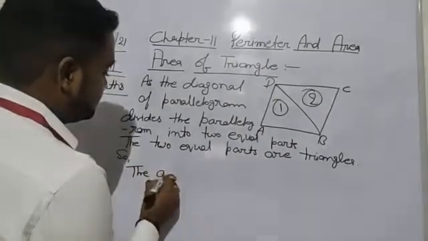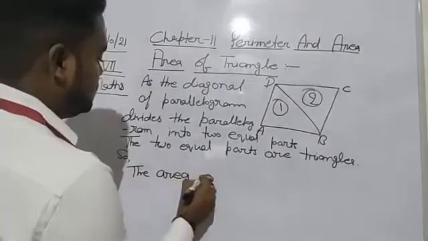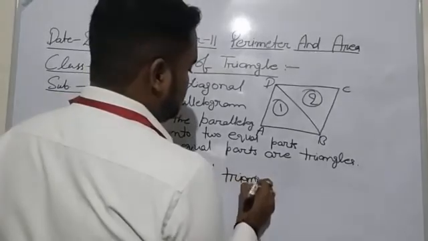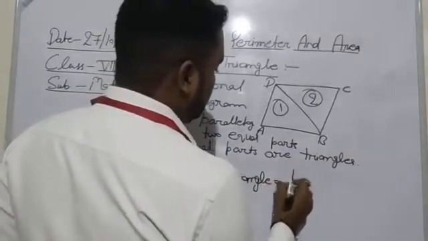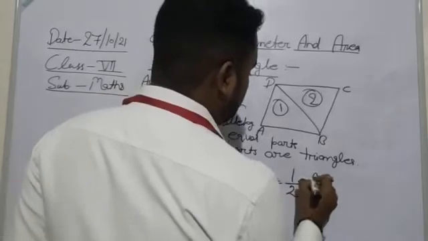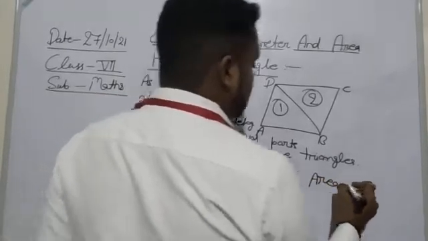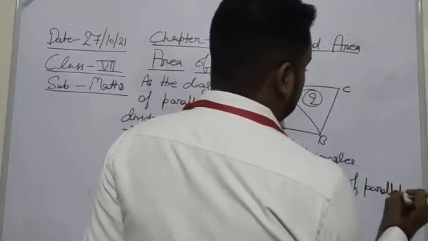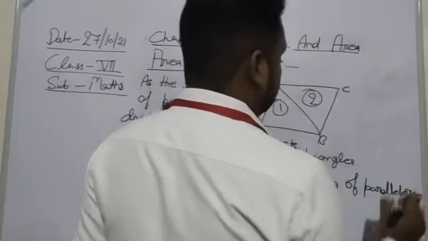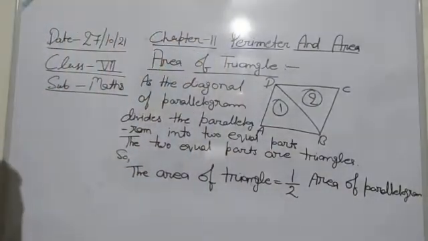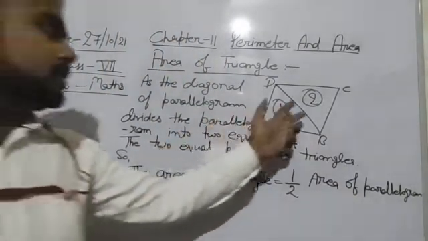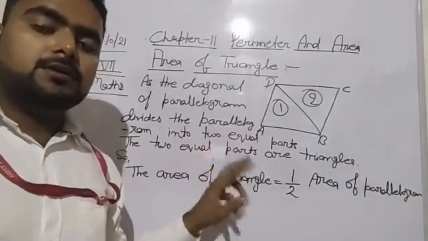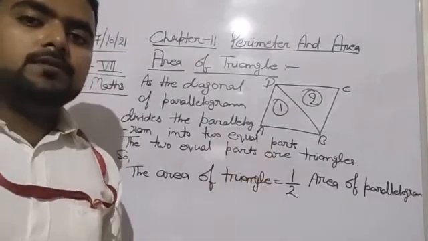So the area of triangle will be 1/2 area of parallelogram. As there are two triangles and both are equal in area, the area of each triangle will be equal to half of the area of the parallelogram.